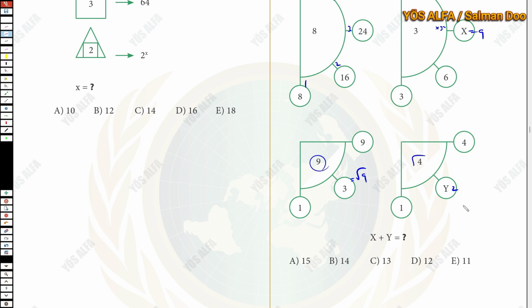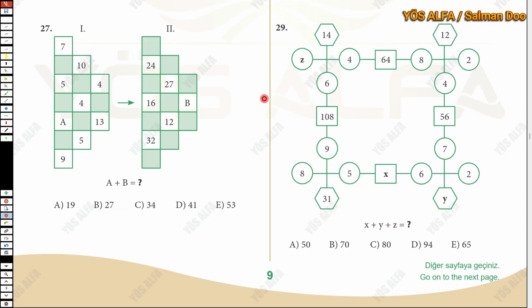So we have x is equal to 9 and y is equal to 2, the summation of which is 11. 29. Number figure relation again. So everything is complete here and there, so we're going to start from either of the two. So let's start from here. 8 times 5 minus 9 is 31. So we are multiplying this 2 and subtracting this one.